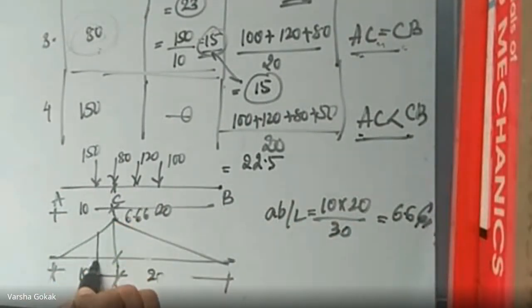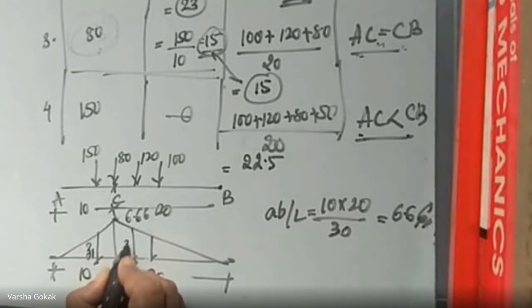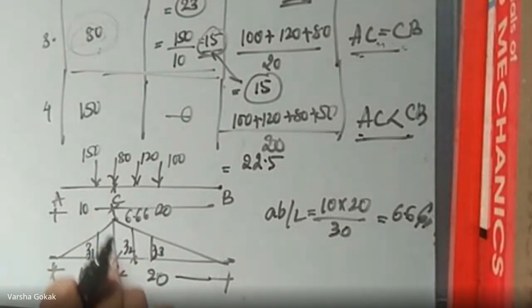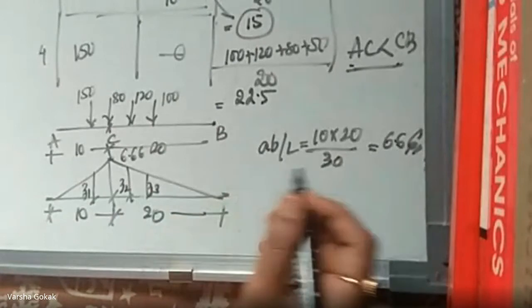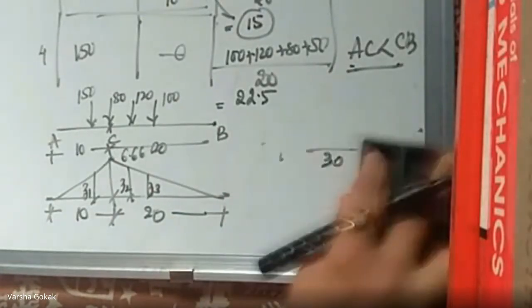Get the ordinates for these two as well. Okay, so I'll call these Z1, Z2 and Z3. We need to calculate the three ordinates. This I know, 6.66. Once we get the ordinates, the load into the ordinate is going to give us the bending moment. It is going to be positive. So let us calculate the ordinates first.